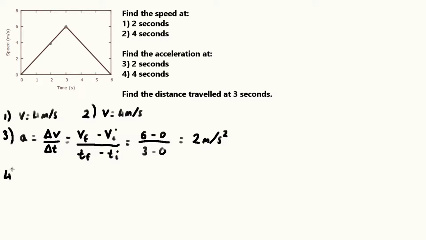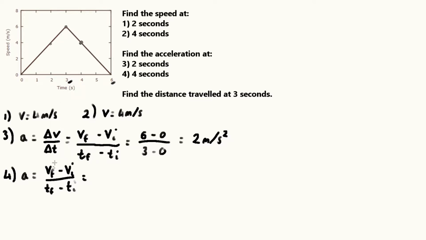Let's do question 4. Once again, we know that the acceleration is equal to the final speed minus the initial speed over the final time minus the initial time. Now we're trying to find the acceleration at 4 seconds, which is this point on the graph. We can see that the graph has the same gradient between 3 and 6 seconds. So this is going to be the time period that we consider, and we're going to ignore 0 to 3 seconds. Therefore our final time will be 6 seconds, and our initial time will be 3 seconds.